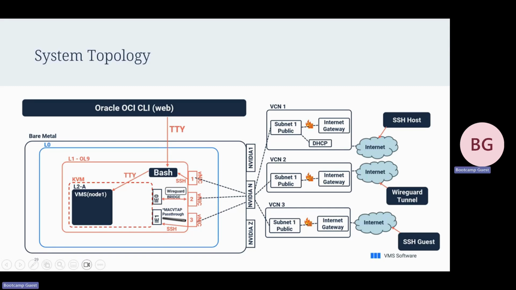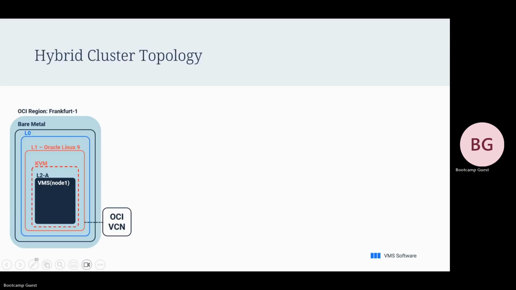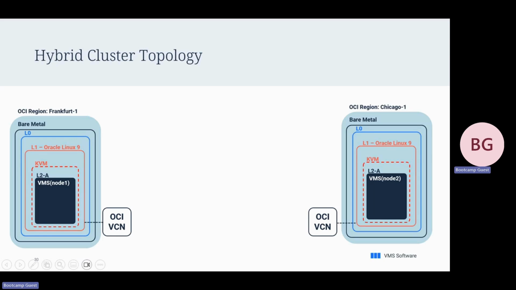And yeah, that's the bridge interface that we're using with WireGuard. Our topology will look quite similar. We had one region in Frankfurt, one region in Chicago, but they have a WireGuard tunnel in between them instead of the DRGs and the RPCs. So that's part one. We're done with it.